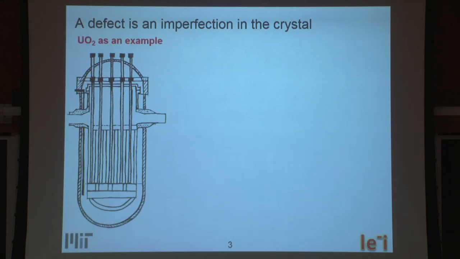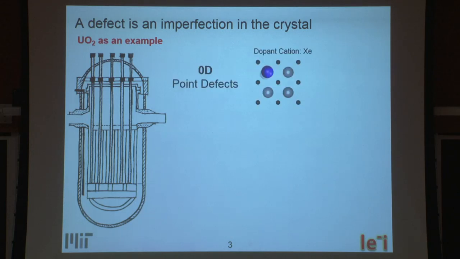Here I will use uranium dioxide as an example to show you what kinds of defects there are at the atomic level. First we have zero-dimensional point defects. Here the larger sphere is uranium and the smaller one is oxygen. You can replace one of the host uranium cations with some fission product, like xenon. We call it a doping cation. The other type of defect is when you remove an oxygen and form an oxygen vacancy.